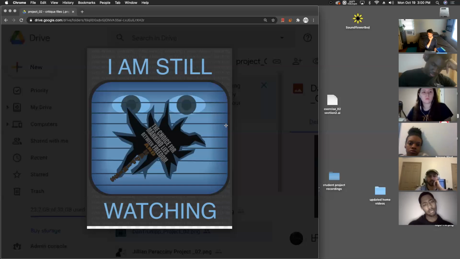Does anybody else have any thoughts on how he might utilize space differently, or any other kinds of things, like use of type? It's all very similar type.